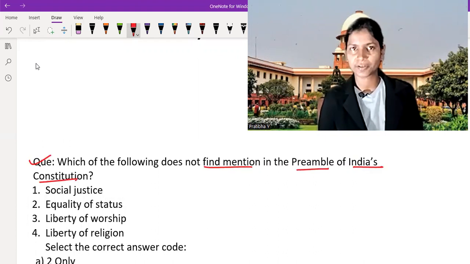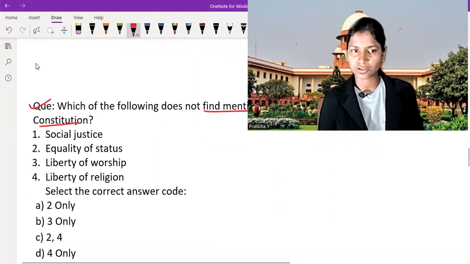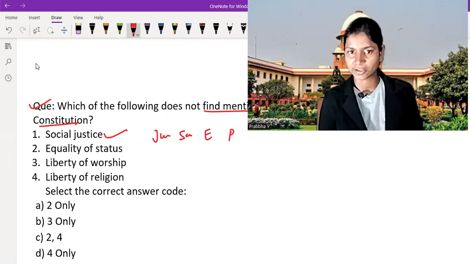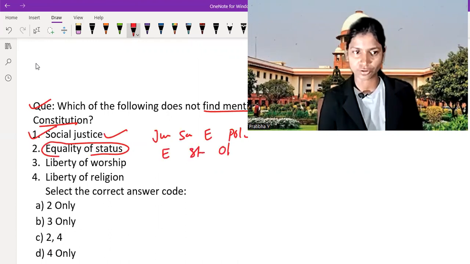We talk about preamble of India. So the words are social justice, yes. Justice of social, economic, and political. It is written down in the constitution. So this one is correct. Equality of status, yes. Equality of status and of opportunity. This one is also there. Liberty of worship, yes. Liberty of thought, expression, belief, faith, and worship. Liberty of religion, no. This is not mentioned.